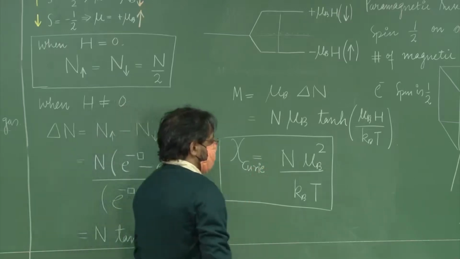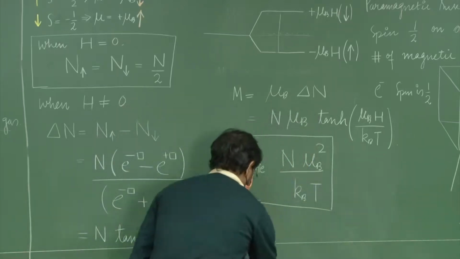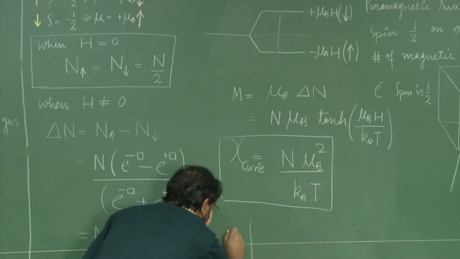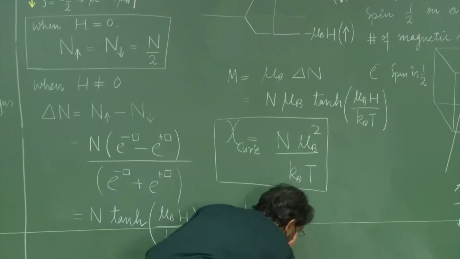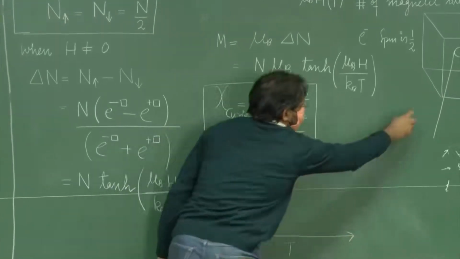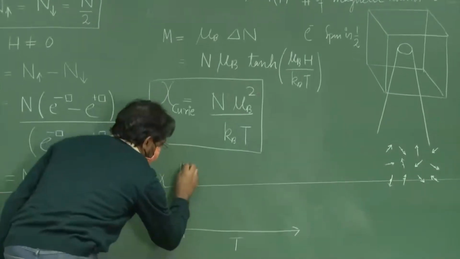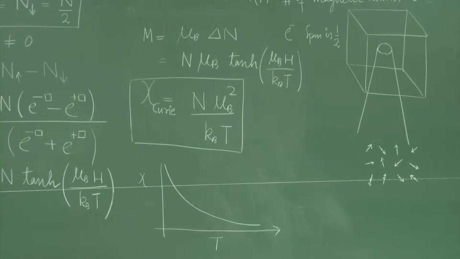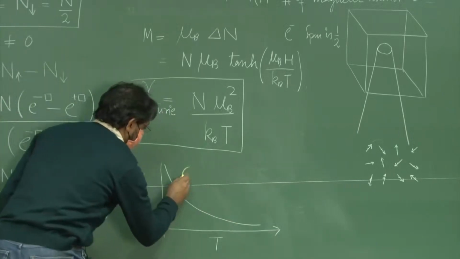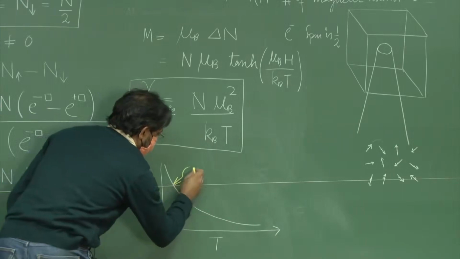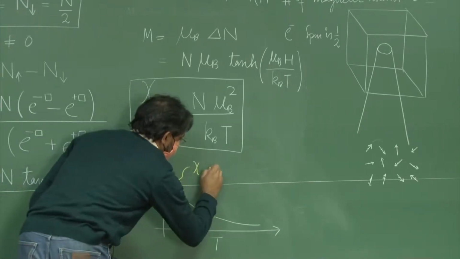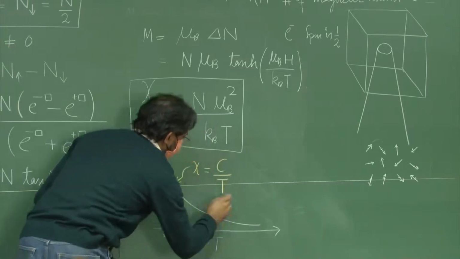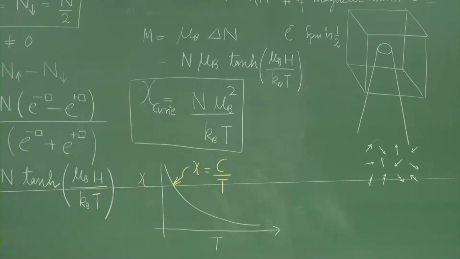Okay. So what we learned then is that chi as a function of T, for this system, for the localized system, looks like this, right. So it goes as 1 by T, and it should make sense to you. I mean, you should be able to come to terms with it. Why does it do this?